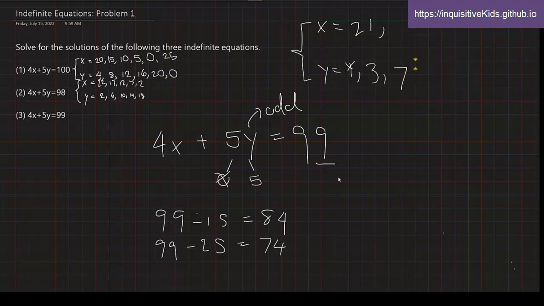Let's try 7. If 7 is the case, 7 times 5 is equal to 35. 99 minus 35 is equal to 64. And 64 is a multiple of 4. In fact, that is 16. So let's try 9. 9 times 5 is 45. And 99 minus 45 is equal to 54. So the rest would be 11, 15, 19, and this is 11, 6, and 1.